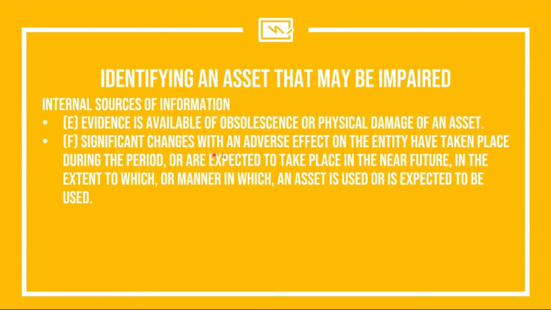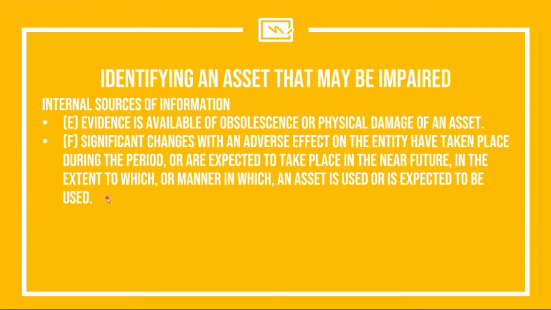Letter F, significant changes with an adverse effect on the entity have taken place during the period, or are expected to take place in the near future, in the extent to which or manner in which the asset is used or is expected to be used. So, what are examples of these items? This can pertain to assets that are now going to be abandoned. If the asset is going to be abandoned, it means that it has no more actual use in the near future or in the succeeding accounting period. So we need to test it for impairment, because if it is going to be abandoned, then it will not have any cash generating capacity or benefit for the entity.